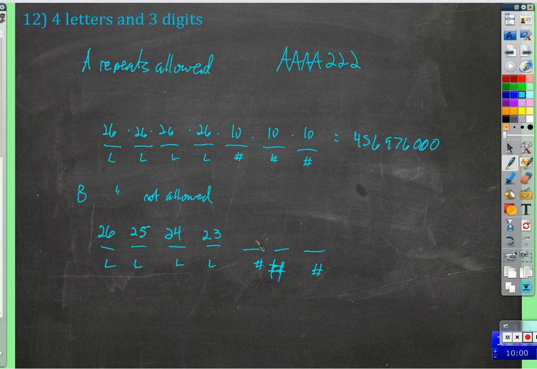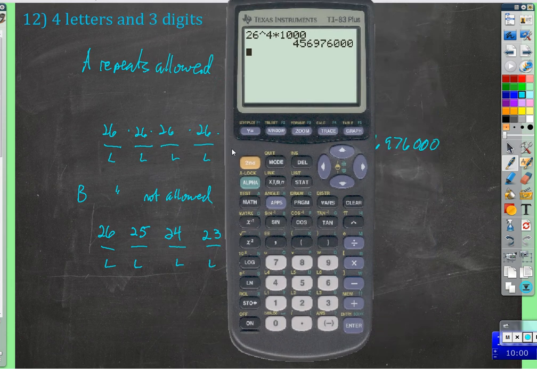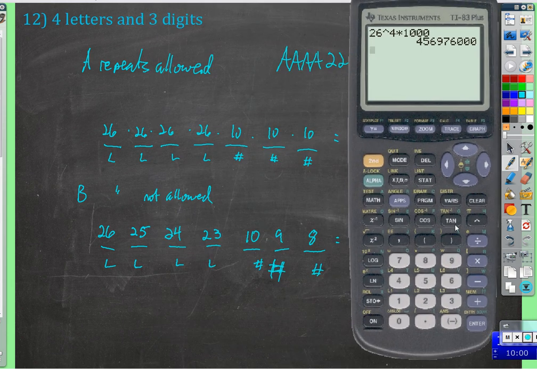Next, we choose our digits. So we can choose any of the 10 digits here, but then we have one less digit to choose from and one less digit to choose from. So now this is how it looks. Clear this out. 26 times 25 times 24 times 23 times 10, 9, and 8.